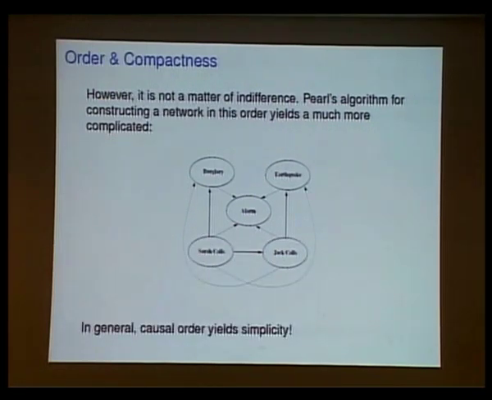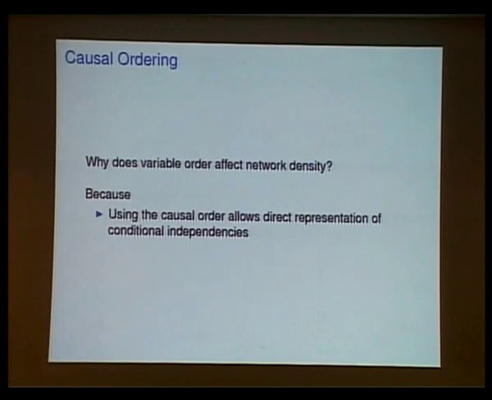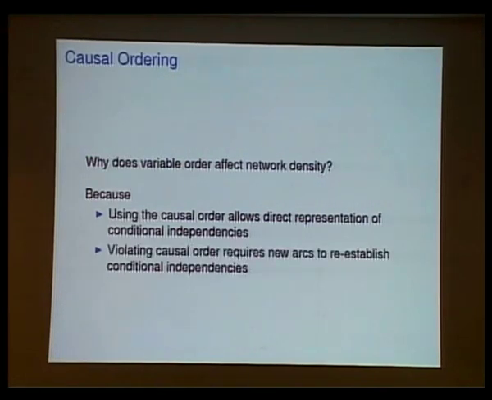Causal order yields simplicity. There are a lot of Bayesian net technologists out there who say, well, what's so causal? There's nothing causal about Bayesian nets. And they're right, of course. But there is something causal about good Bayesian nets, because causality goes together with simplicity. Not strictly provably, but certainly intuitively.